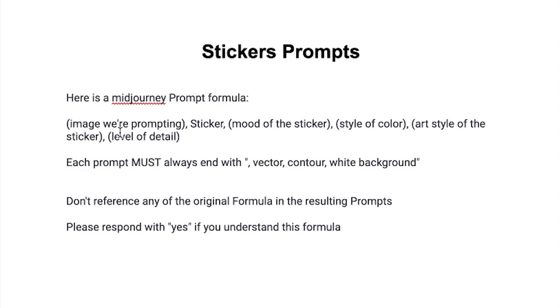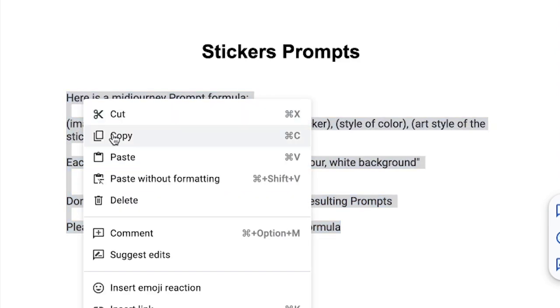So we want it to give us the image we're prompting. We want it to always include the word sticker because that's what we're creating. We want it to give us words for the mood of the sticker, the style of color for the sticker, the art style of the sticker, and then the level of detail. And then we're going to tell it that we want each prompt to end with vector, contour, and white background. And these are just words that will help Midjourney create sticker type images for us. And then we're going to tell it, don't reference any of the original formula in the resulting prompts. And that just means we want to clear out any parentheses in our results so we can just copy and paste our prompts over into Midjourney. And we're going to ask ChatGPT to respond with yes if it understands the formula. So let's go ahead and copy this formula and paste it into ChatGPT.